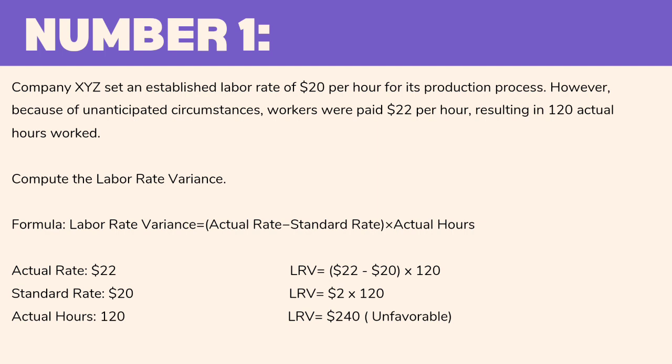So for the computation, we are going to subtract the standard rate from the actual rate, multiplied by the actual hours. So $22 minus $20 equals $2, times 120, which is the actual hours, and it will give $240 for labor rate variance. This means that the company paid more for labor per hour than it had budgeted, leading to higher labor costs than anticipated.